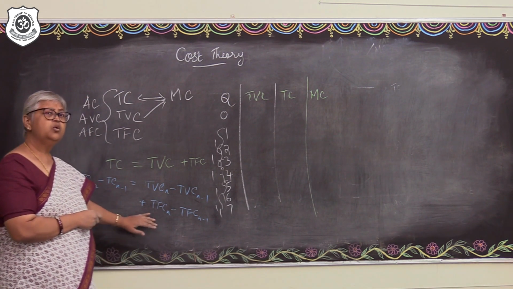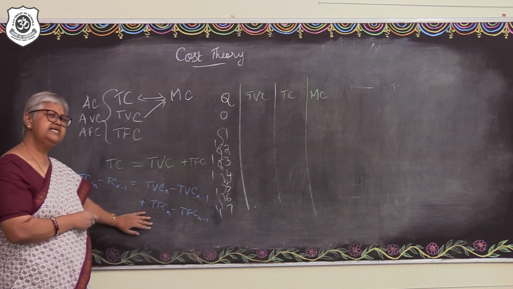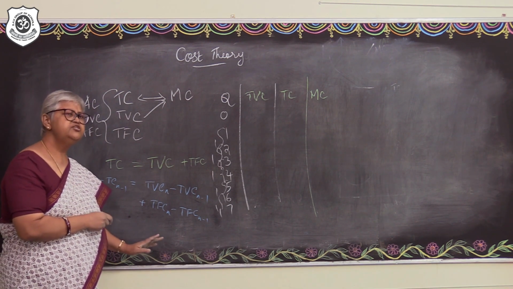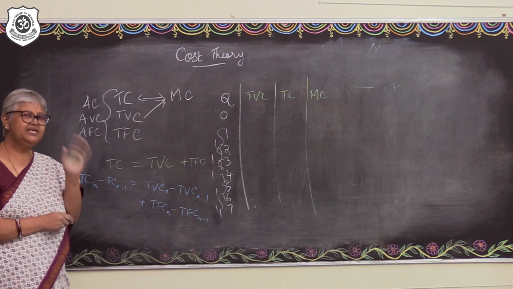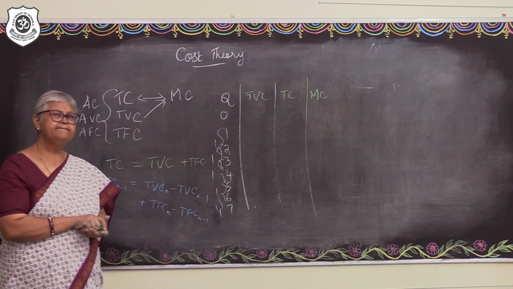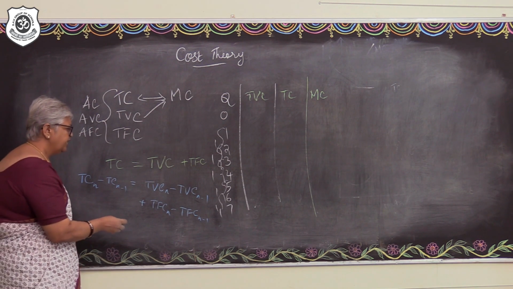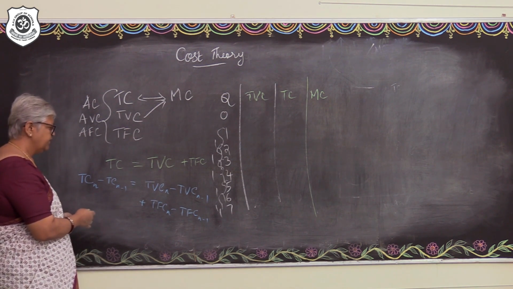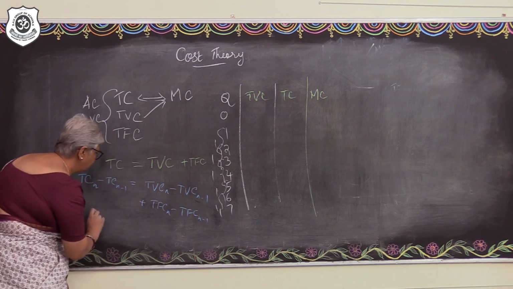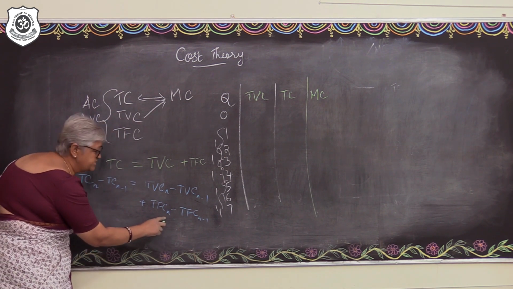Now, total fixed cost, will there be a change in that? No, right? Total fixed cost, no change in that. Whatever be the level of output, whether the level of output is 0, 1, 2, it remains the same. Yeah. So, there will actually be a zero change in this, right?